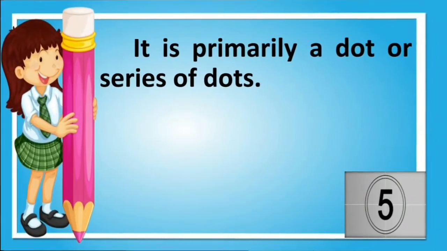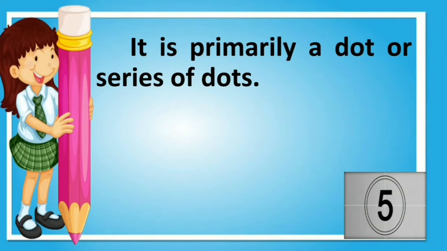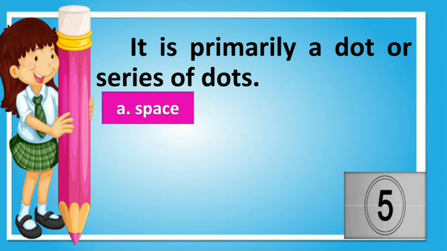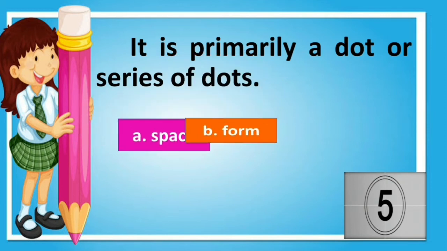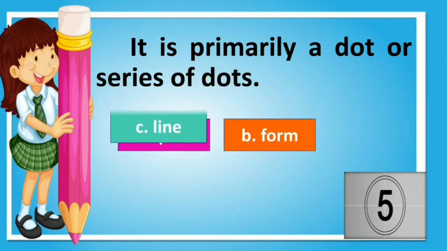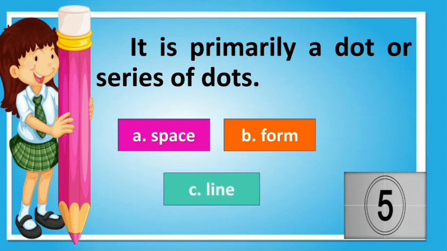Number 6. It is primarily a dot or series of dots. A, space. B, form. C, line. Timer starts now. And the answer is C, line.